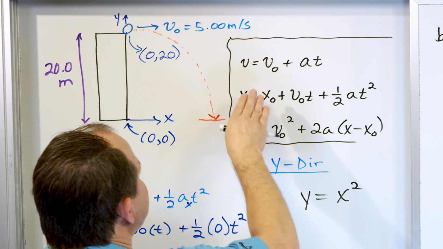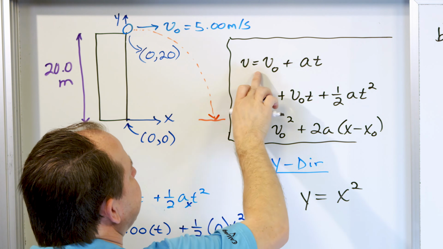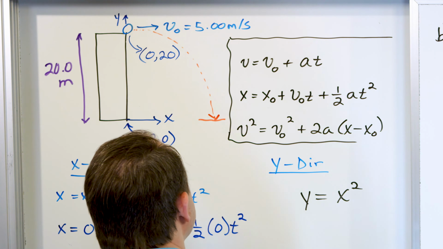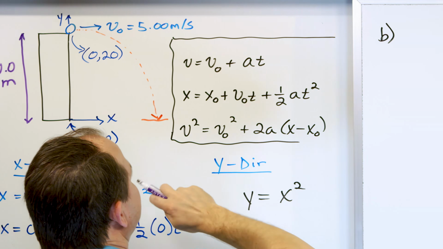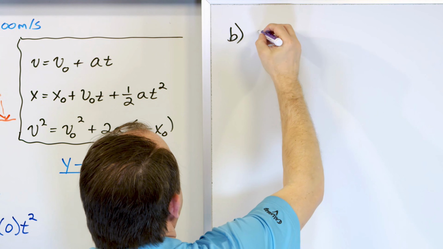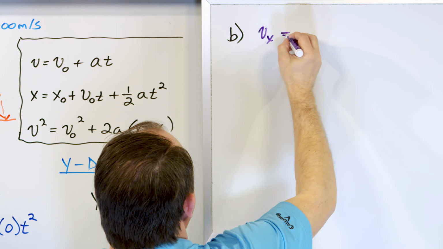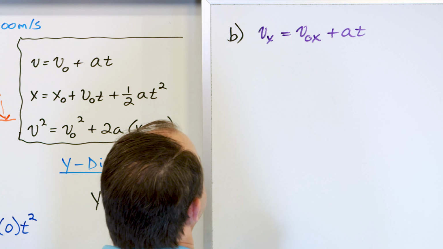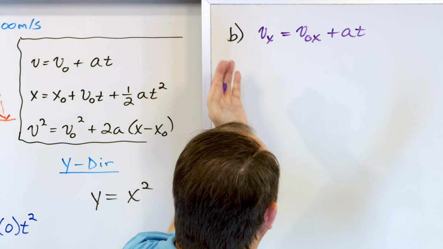So what is the equation for velocity? We have this one here, but we want it as a function of time, so we're going to have to use this one. We're going to do the x direction first. So now we have to make this equation work for the x direction. The velocity in the x direction is equal to the initial velocity in the x direction plus some acceleration times time. We just write the equation now, we put the x's in place.